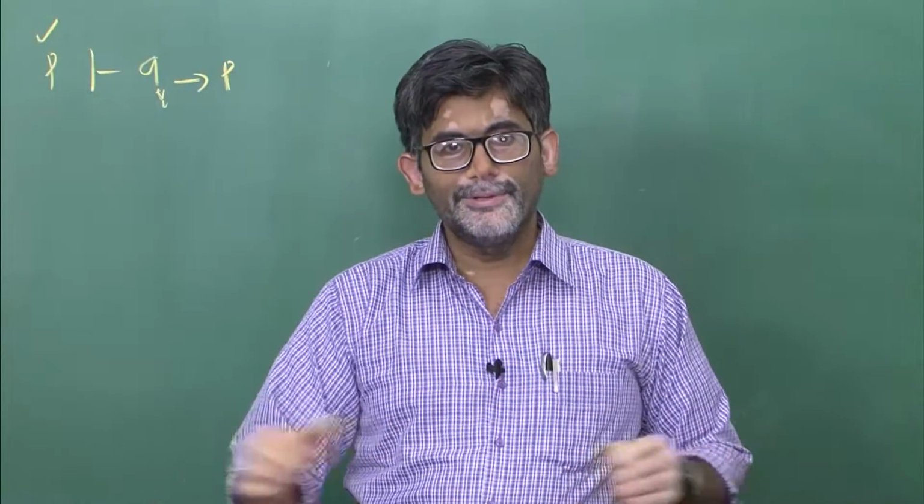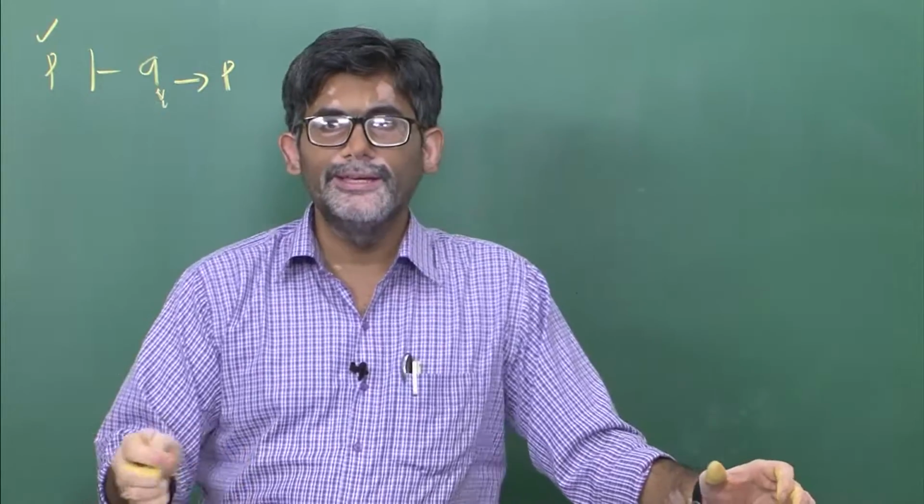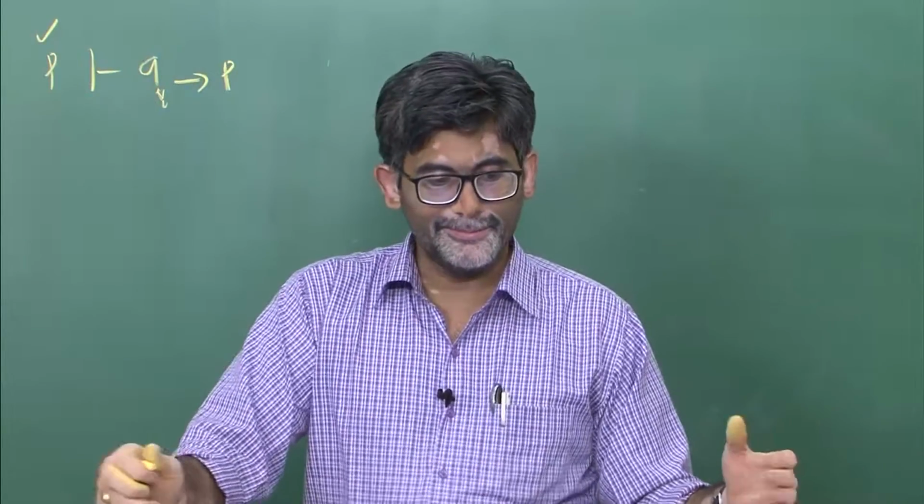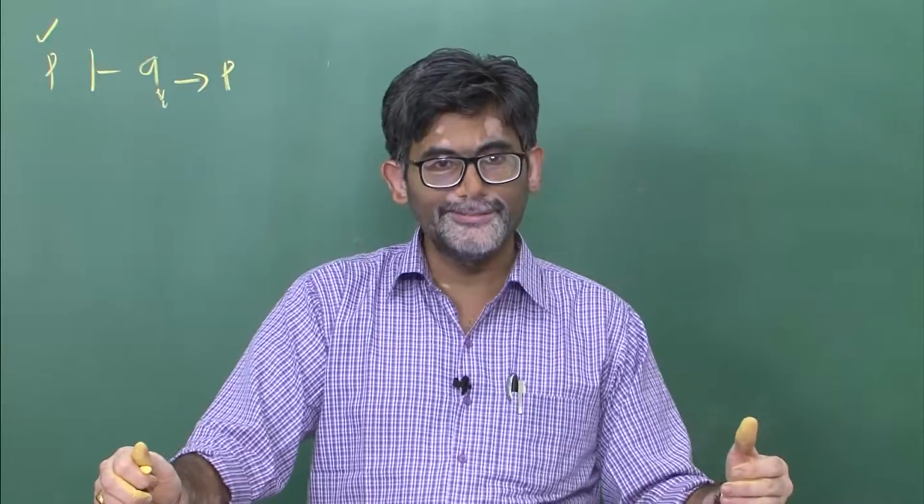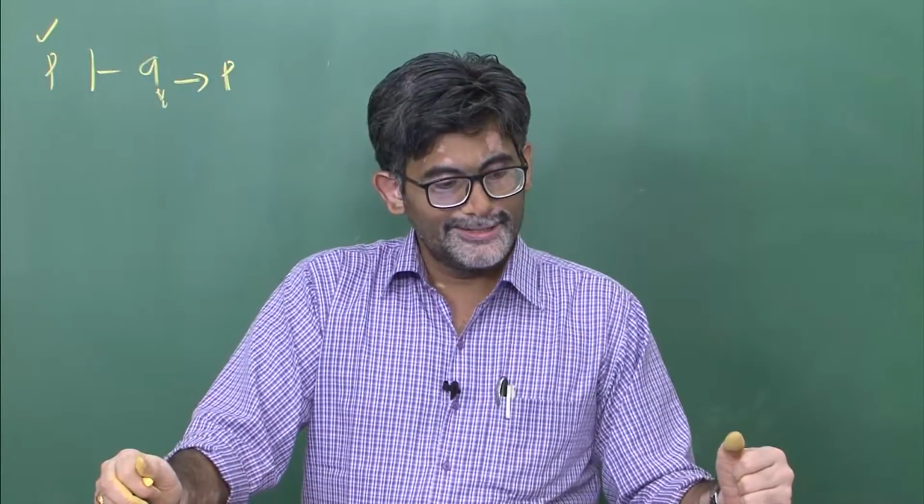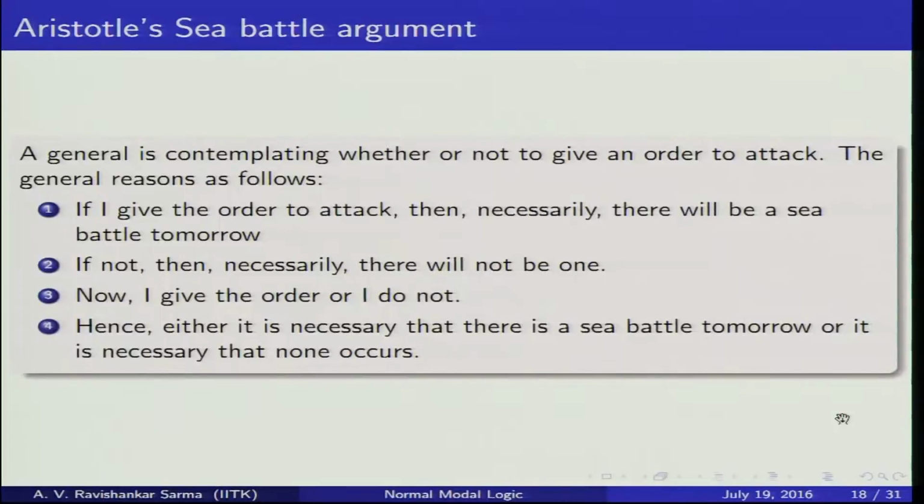So here is an example which is considered to be a problem when you talk about determinism. This is the example that is mentioned. A general is contemplating whether or not to give an order to attack. The general reasons as follows: if I give the order, then necessarily there will be a sea battle tomorrow. Sea battles were a frequent phenomenon during those days. So if you give the order for an attack, everyone obeys that order. Of course, there will necessarily be a sea battle tomorrow.